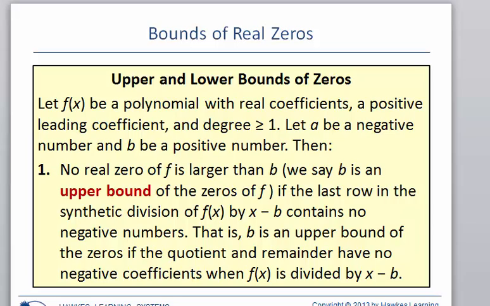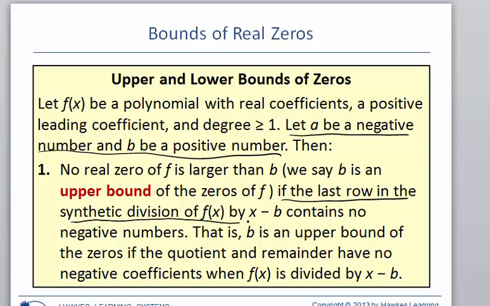We're going to use synthetic division to find the upper and lower bounds. All right, we have a polynomial. We need a to be a negative number, and we need b to be a positive number. Then we say that no real zero of f is larger than b. Remember, b is your positive number. B is called your upper bound, if the last row in the synthetic division contains no negative numbers.